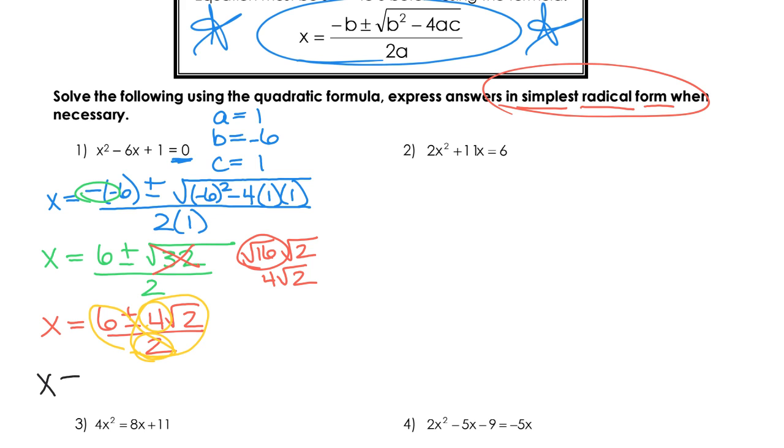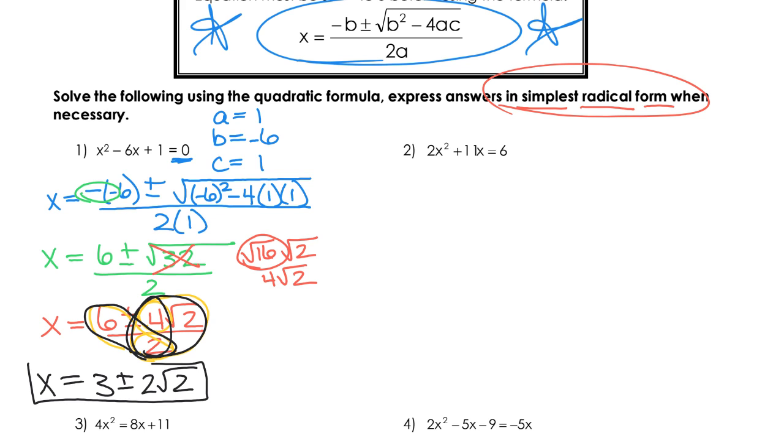Okay, so here's our final answer. We would say x equals, this 6 divided by 2 is 3, plus or minus 4 square root of 2 divided by 2 is 2 square root of 2. So notice the 4 is the only number getting divided by the 2. The number underneath the radical stays. Okay, and there are our two answers.